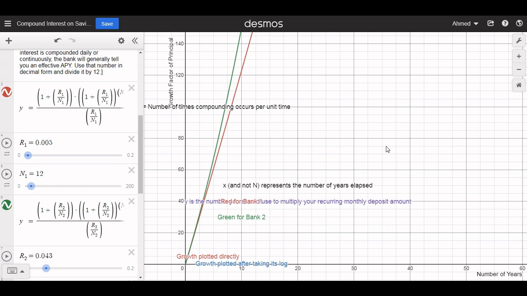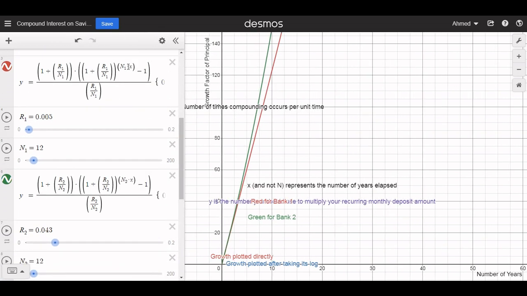Now in the exponential functions here, you can see in the exponent, x is the number of years and n is the interest rate. No, I'm sorry, it's the compounding frequency, and r is the interest rate. And the function grows exponentially because of this factor over here.